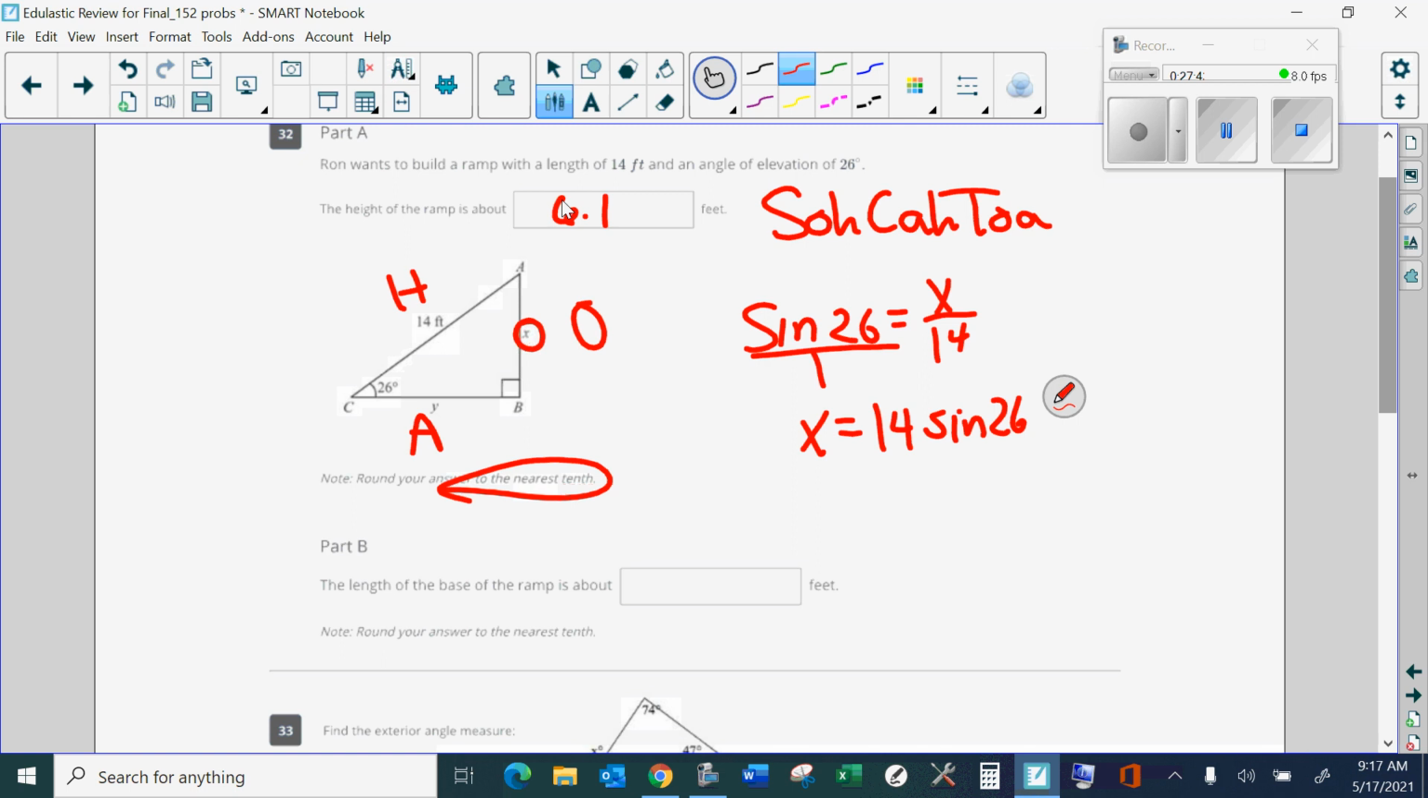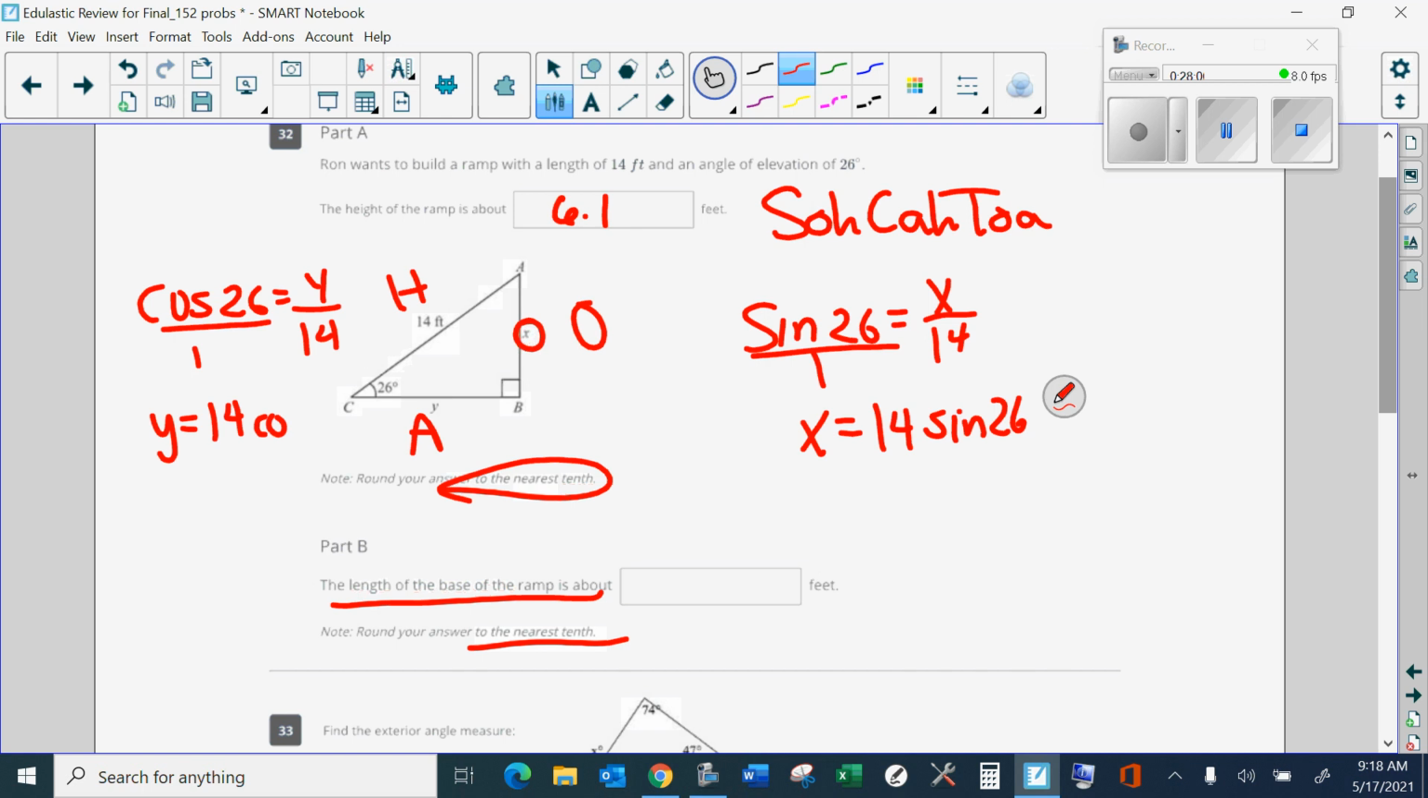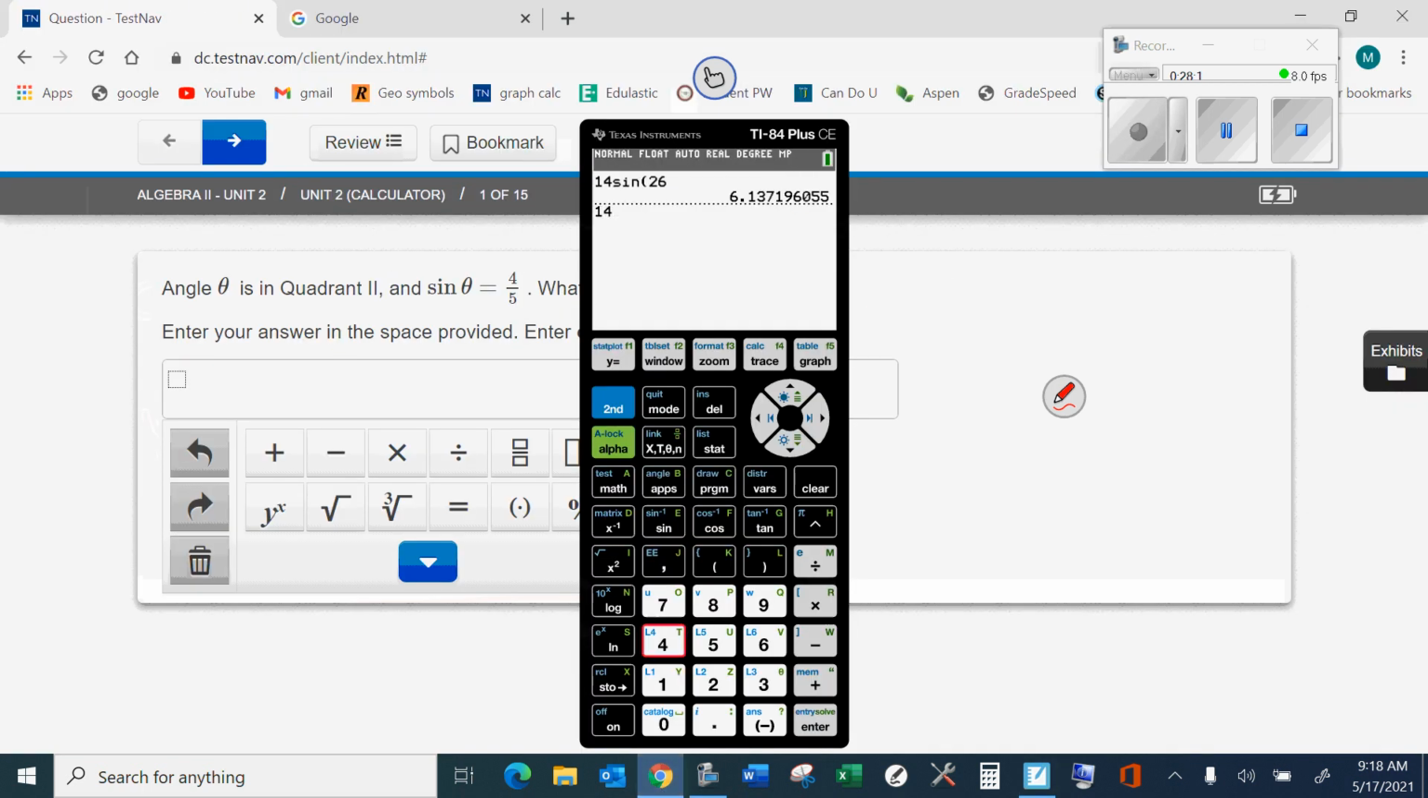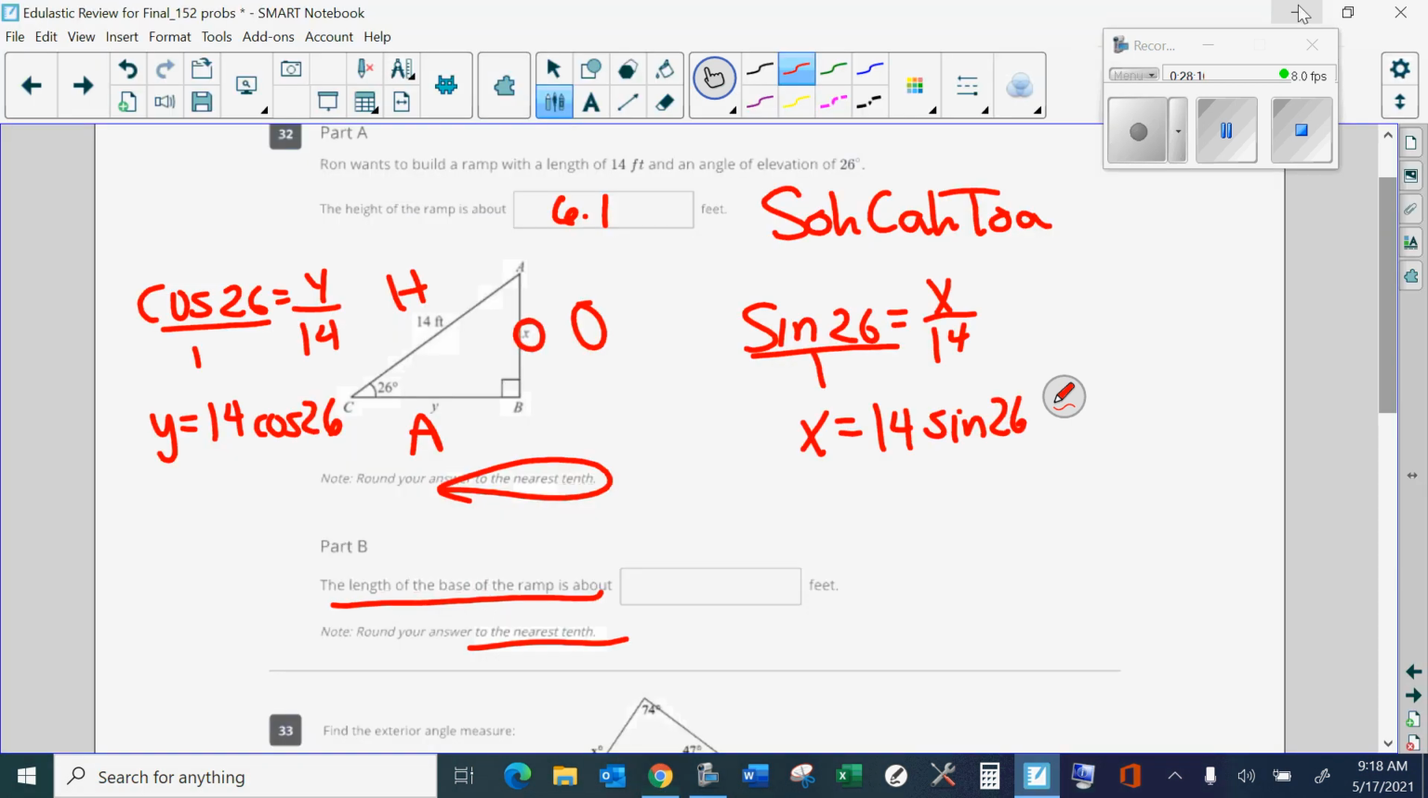The length of the base of the ramp is about what? Round to the nearest tenth. We don't want to use that 6.1, because that's a rounded answer. So this time we're going to use cosine. Cosine of 26 equals y over 14. So y equals 14 cosine 26. We always use exact answers. 14 cosine 26 is 12.6, to the nearest tenth.